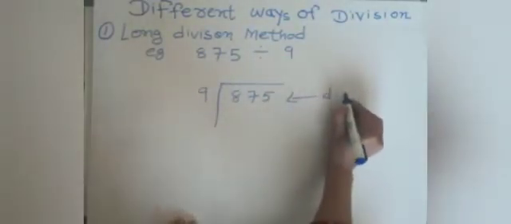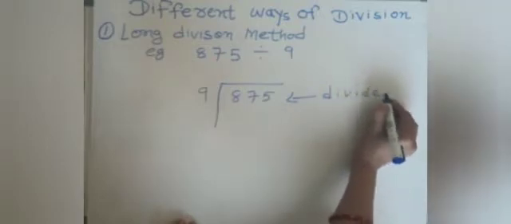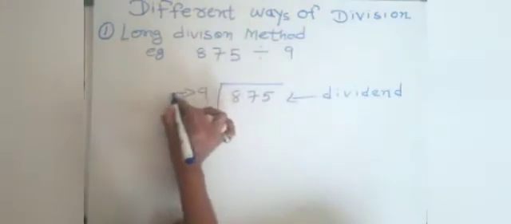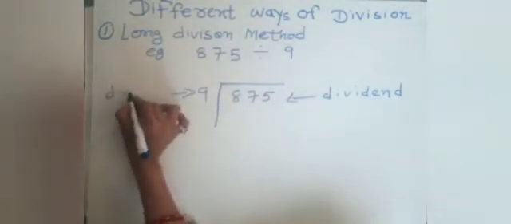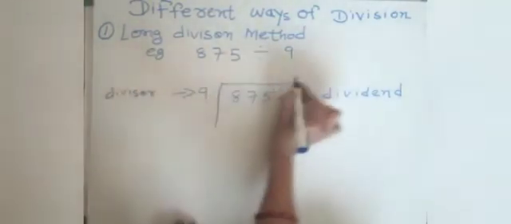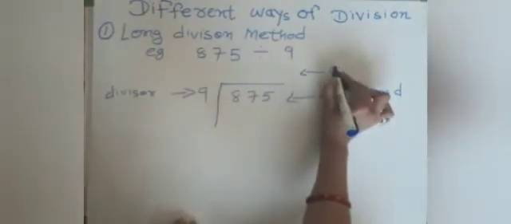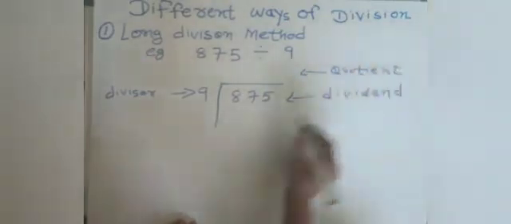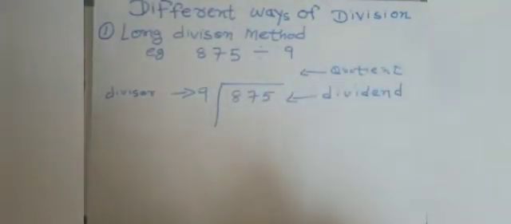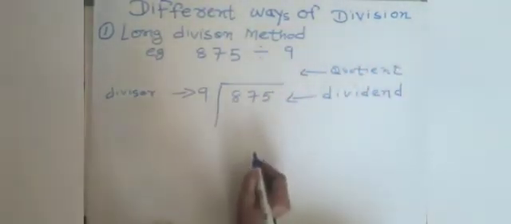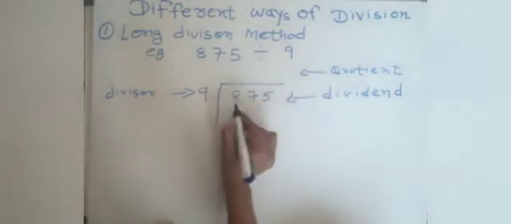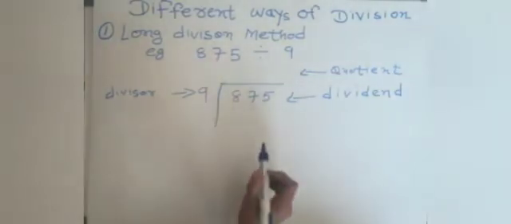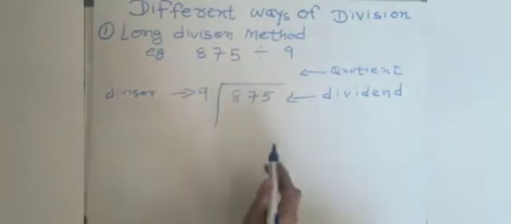As you know, this is the dividend. This number is the divisor. Whatever answer we get is the quotient, and if a number is remaining, it is called the remainder. Let us start to divide the number 875 by 9.